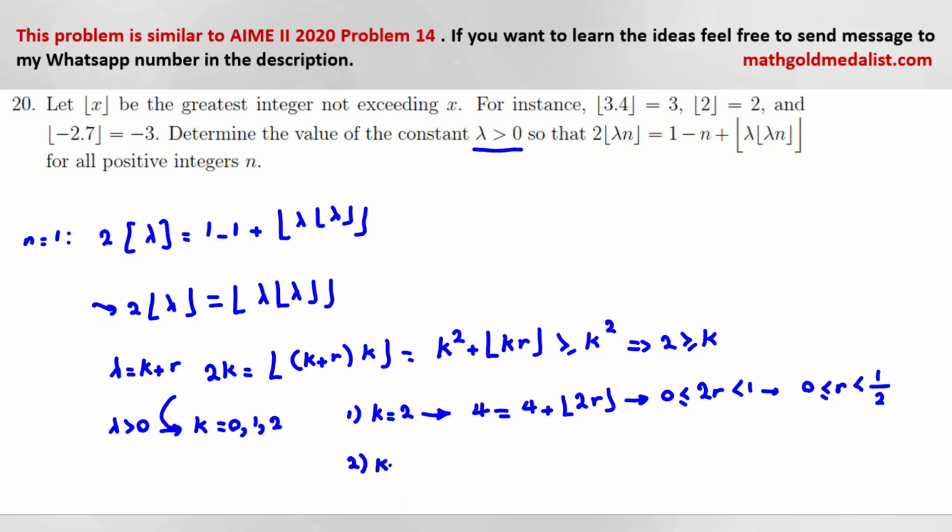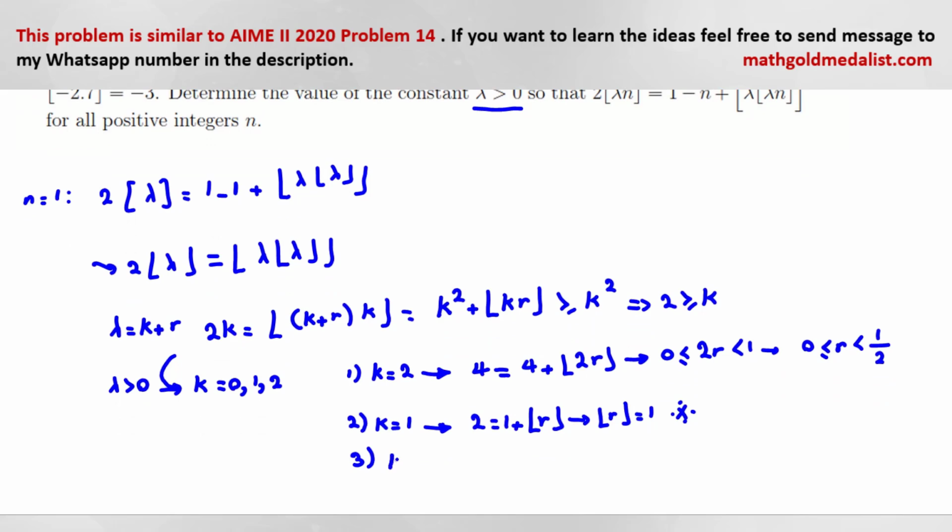Let's consider second case. K is 1. Then what can we say? K is 1, it'll be 2 equals 1 plus GIF of r, which means GIF of r is 1, which is a contradiction since r has to be less than 1. Exactly. What about third one? K is 0. Becomes 0 equals 0 plus 0. 0 is equal to 0, right?